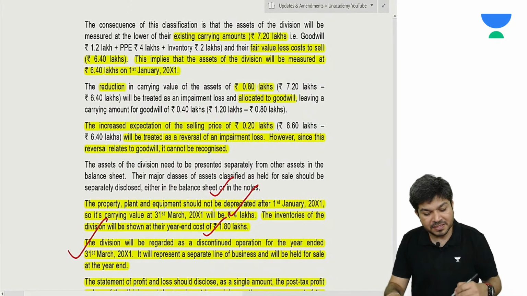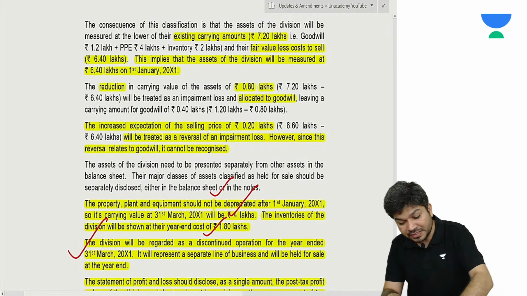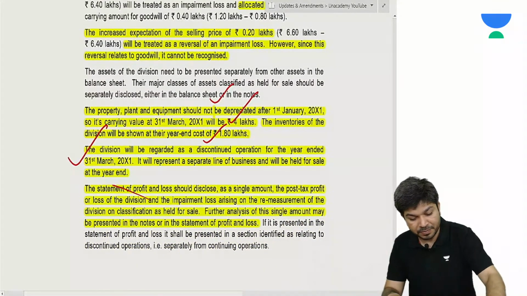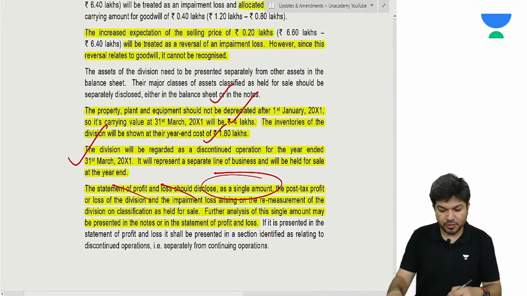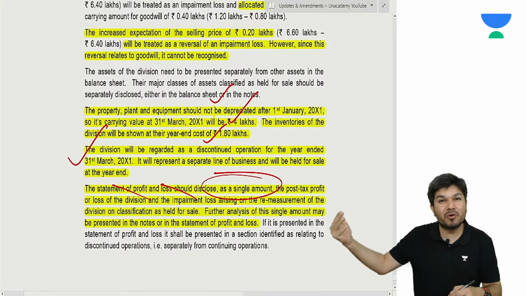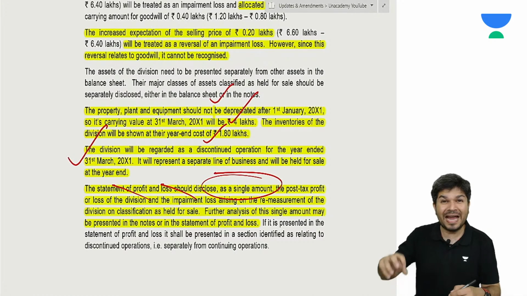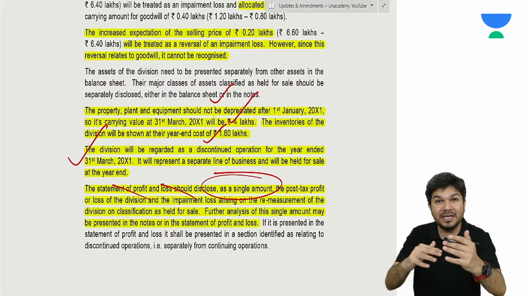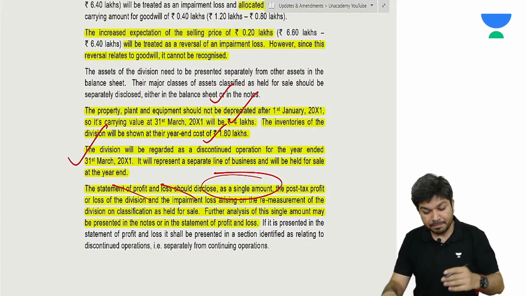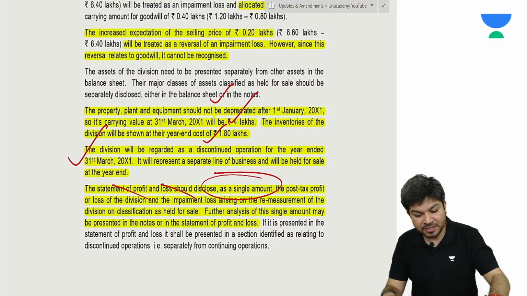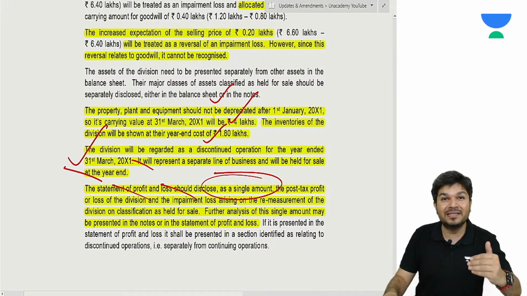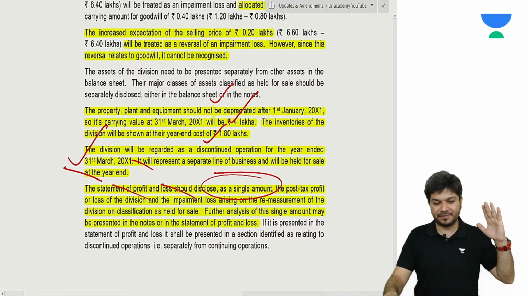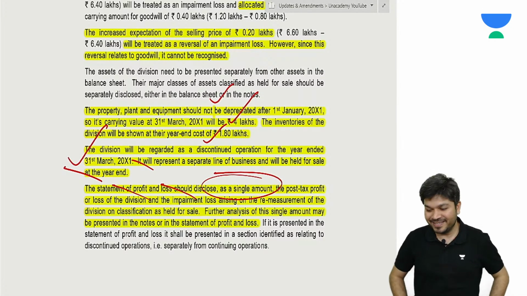The division will be a discontinued operation, and you have to have one single line in P&L. So P&L should disclose a single amount related to it. In that, the profit or loss as well as the impairment loss related to it is to be shown. That can be shown either in P&L or in notes. And in the balance sheet, all of this will appear separately as items which are held for sale. Did you get it?